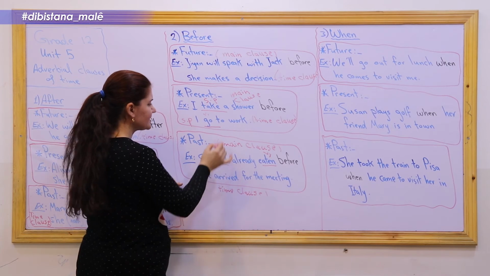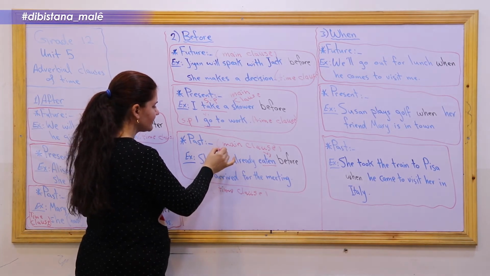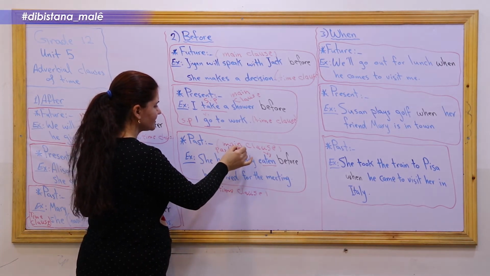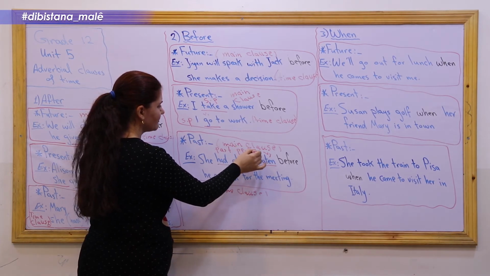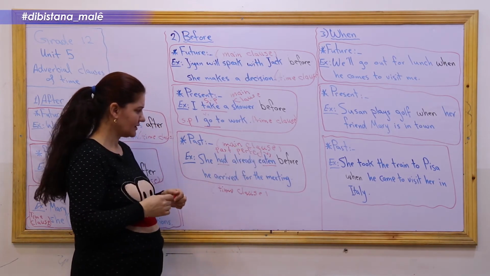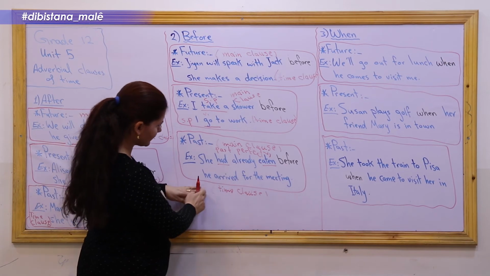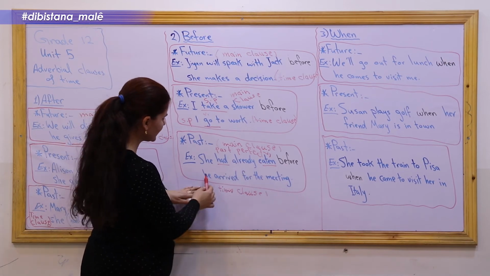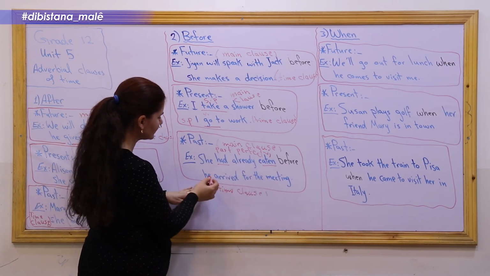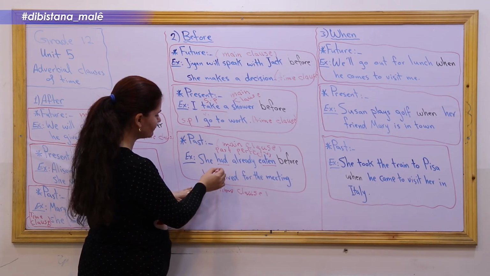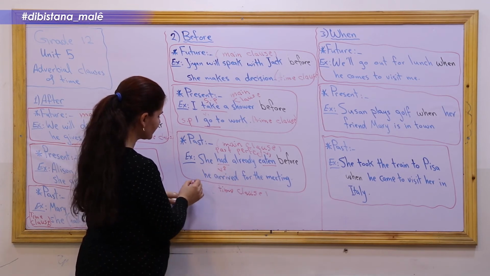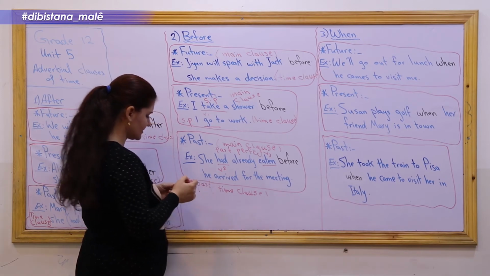That means it's past perfect tense. And what about the tense in the time clause? When we say he arrived for the meeting, here we have verb 2. That means simple past. Simple past.